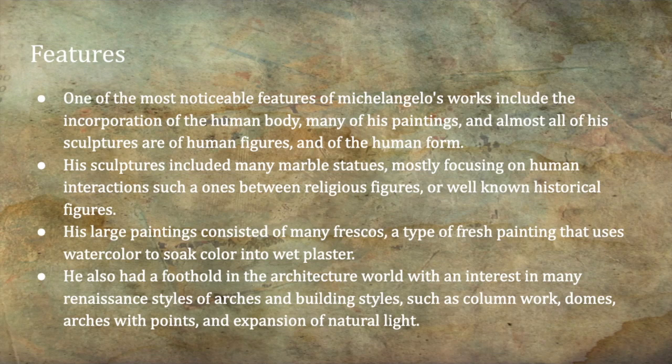His sculptures included many marble statues, mainly focusing on human interactions, such as ones between religious figures or well-known historical figures. His large paintings consisted of many frescoes, a type of fresh painting that uses watercolor to soak into wet plaster. He also has a foothold in the architecture world, with an interest in many Renaissance styles and of arches and building styles, such as column work, domes, arches with points, and expansion of natural light into large chambers.